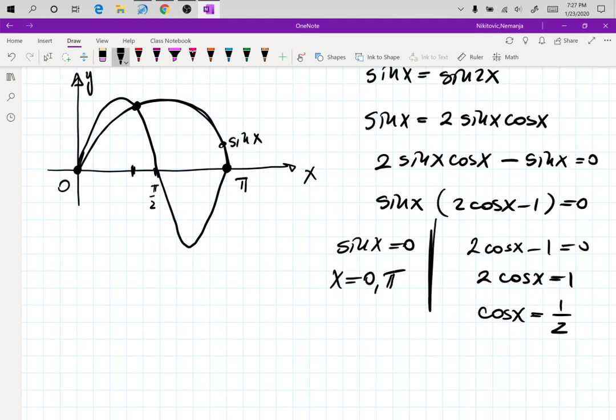Now, when is the cosine 1/2? Yes? Pi over 3. Very good. X equals pi over 3, because cosine of pi over 3, cosine of 60 degrees, is 1/2. Now, there should be another value, 2 pi over 3, but that's going to be outside of our interval, so we don't care about the 2 pi over 3 value.